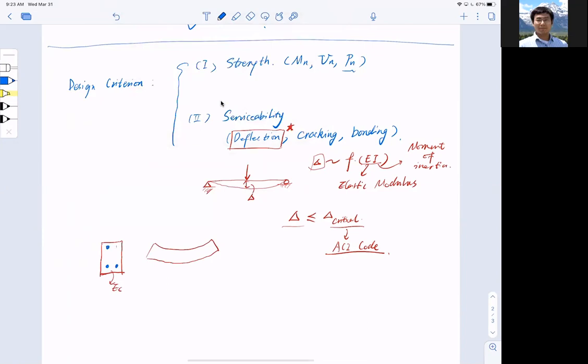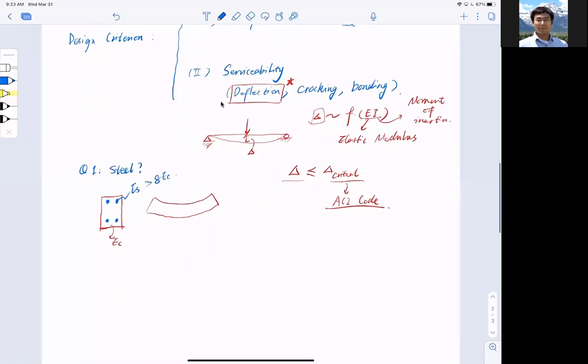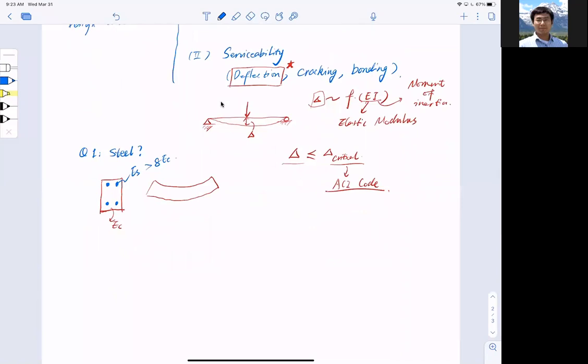Right? What about steel? You say, what about it, Bob? I mean, steel is steel, right? The problem is E_s is almost 8 times more than E_c. The steel is stiffer than concrete. So how do we consider that? Should we consider that or not? That's question number one. So question number one, what about steel? How do we incorporate steel into the calculation of Young's modulus or moment of inertia?